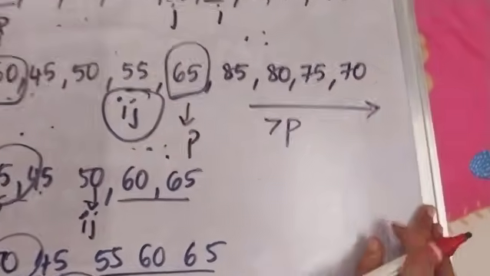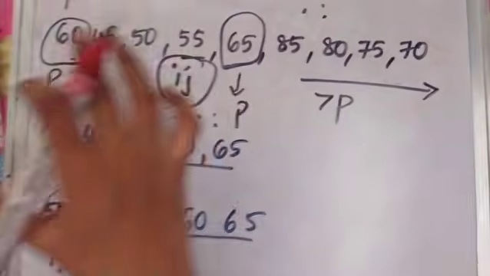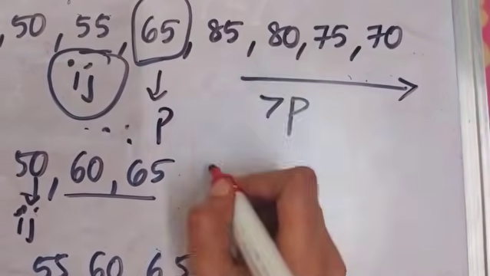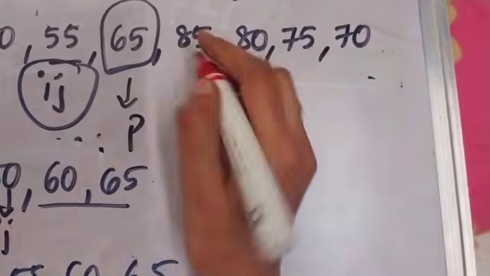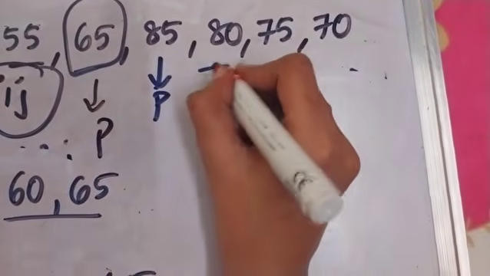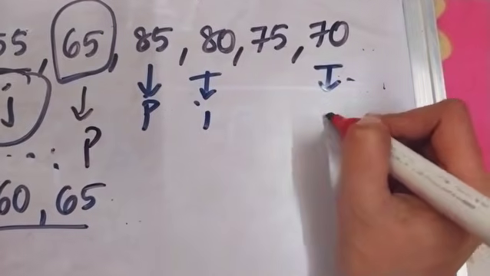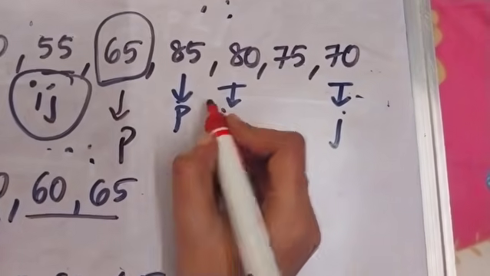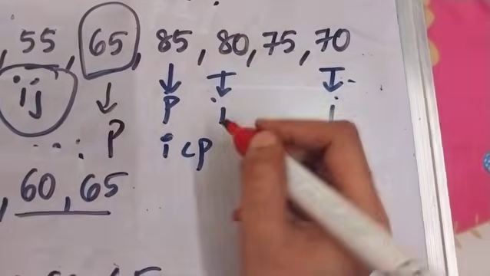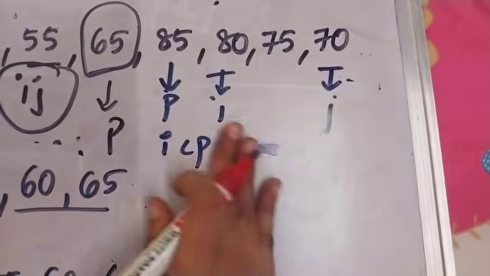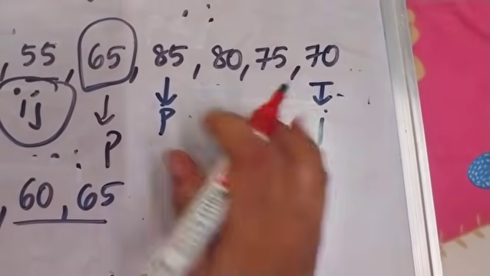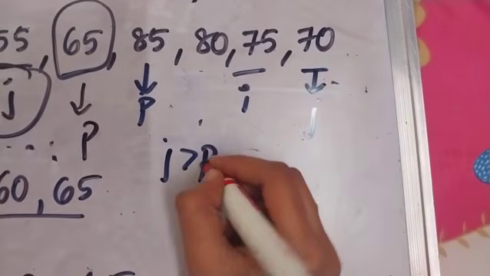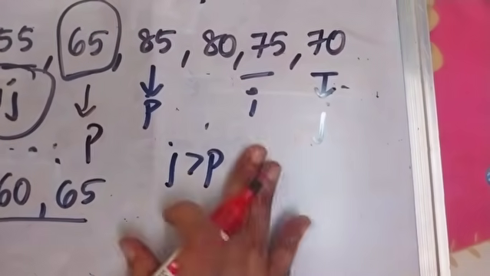Now in the same way, let us do this one. Same procedure we will be applying. So first element is my pivot element now. This will become my pivot element. This is my I and this is my J. Alright. Now let us check. Is I less than P? Yes. So we increment it, right? So this becomes my I now. Is J greater than P? No, J is not greater. So leave it as it is.